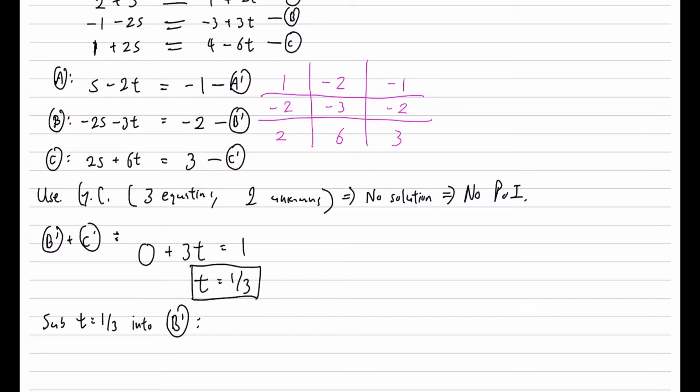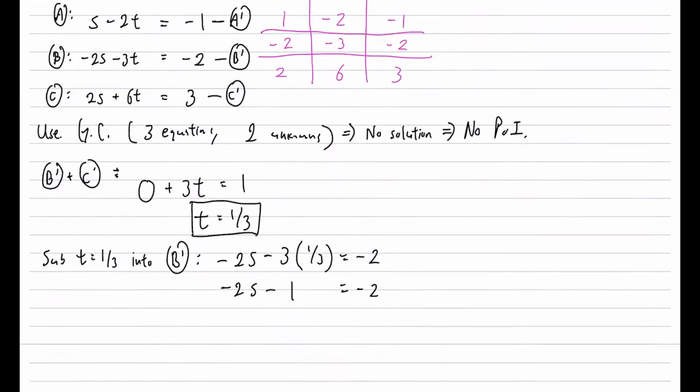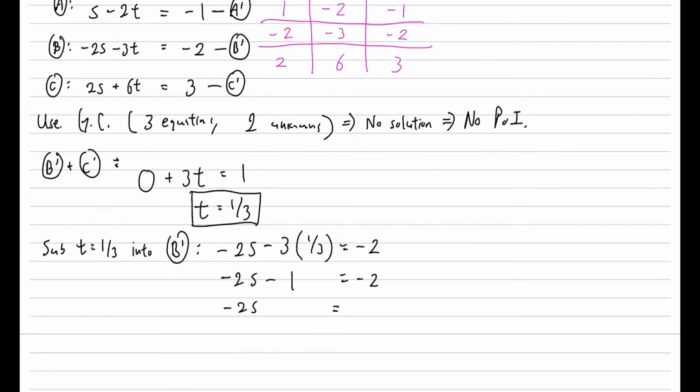What do I get? Minus 2s minus 3 times t, which is 1 over 3, equals negative 2. Simplify. Minus 2s minus 3 times 1 third is minus 1, equals negative 2. Solve for s. Bring the 1 over, you get minus 1. Divide by negative 2, I get positive half. Okay, so now I got t equals 1 third, s equals 1 half.